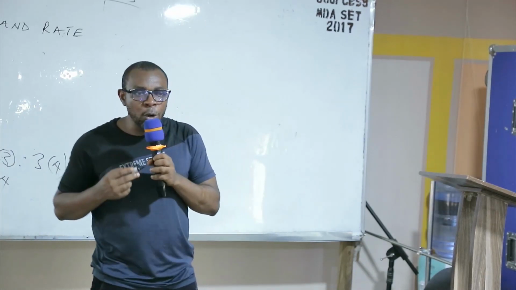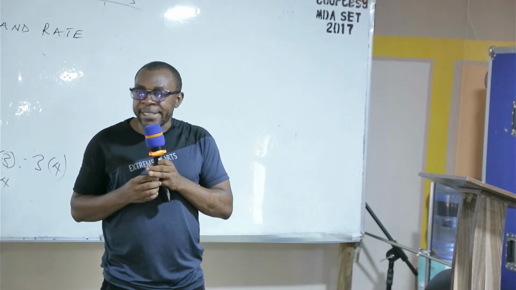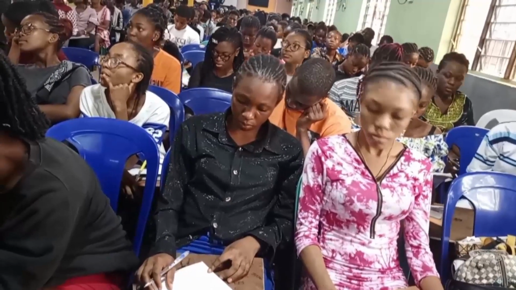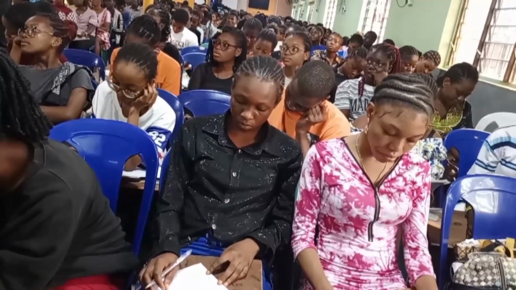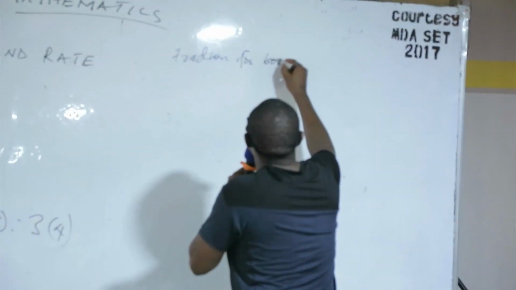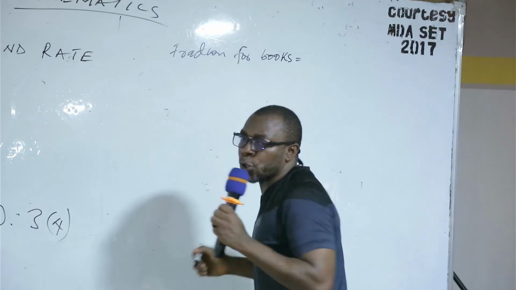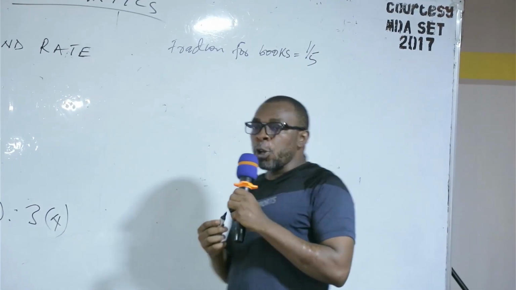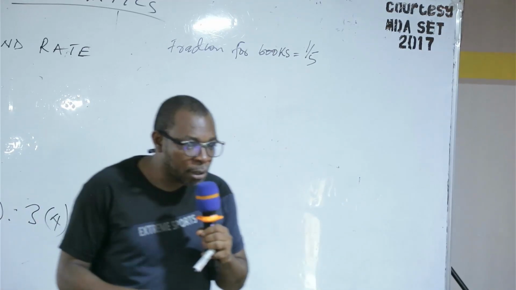Now look up, everybody. When it is time for you to solve, you are going to dissolve. Now look up here. The first thing is, we say fraction for what? What was the first item there? Fraction for books. What was the fraction for books? 1/5.